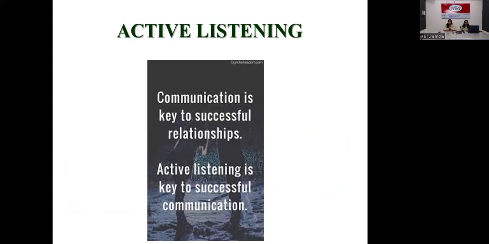Can someone say the difference between hearing and listening? This is something we commonly see in our day-to-day life. Can one of you volunteer to say what the difference is between hearing, listening, and active listening? It's not necessary for it to be completely correct, you can just say your thoughts. So what is hearing? Anyone? You can use the chat box as well.